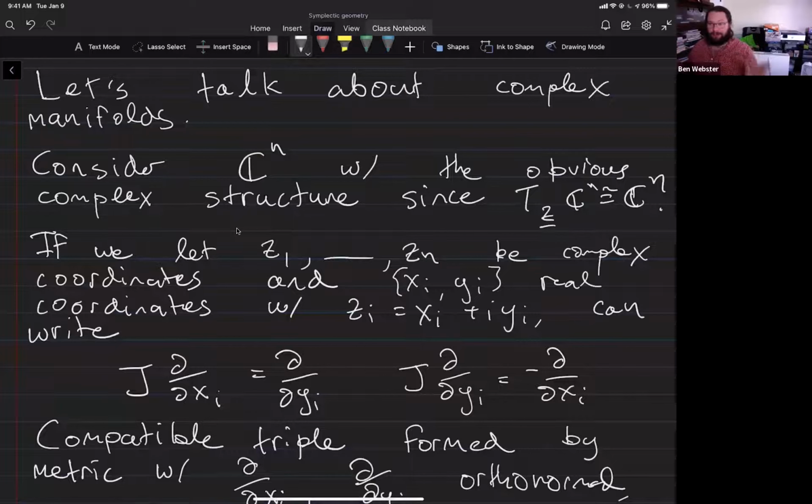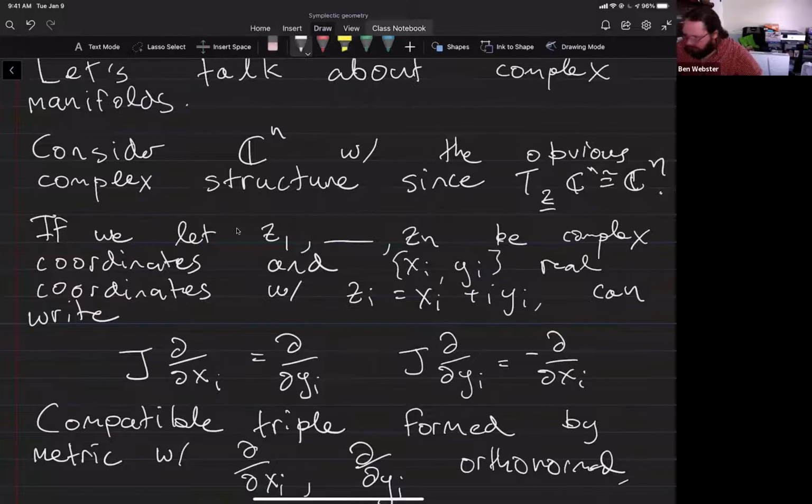So let's actually talk about what complex manifolds are. You'll see different versions of this. If there's anything out there in the world that has to be a complex manifold, it's C^n itself. Obviously, there's no good definition of complex manifold that doesn't include C^n. So the tangent space to C^n is, of course, C^n again, and multiplication by i is a real linear map whose square is -1, so it defines a complex structure.